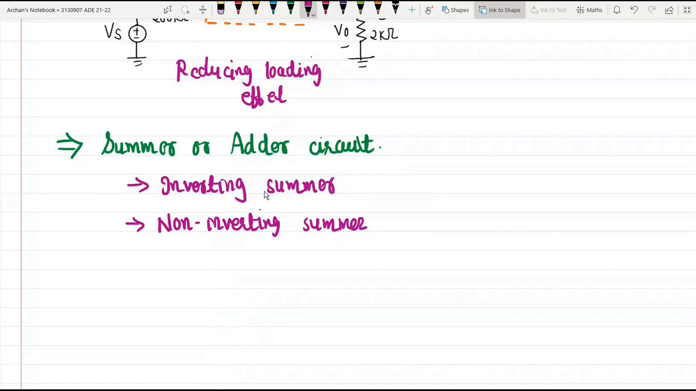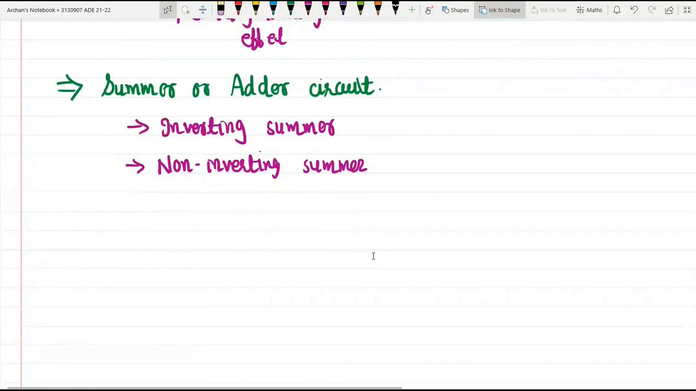The output may indicate -3 volt or +3 volt, depending on which side we are providing the input signal. If we are providing the input voltage to the inverting terminal, then we will get -3 volt. Otherwise, we will get +3 volt. So let us try to understand this with the help of a circuit diagram. First we will talk about the inverting summer.